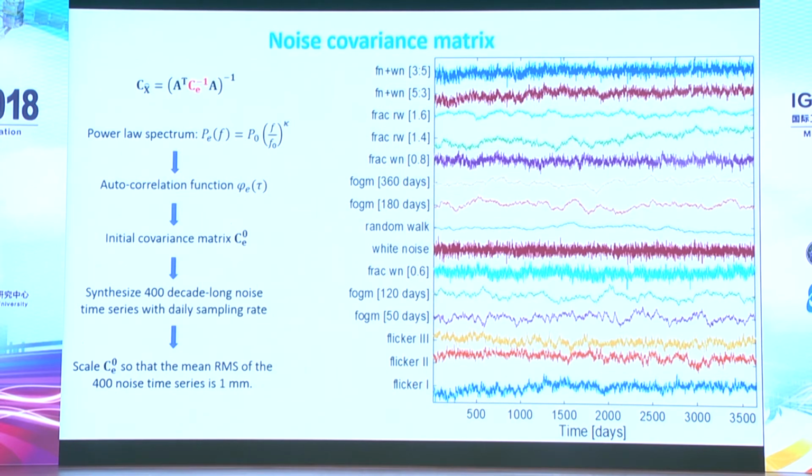Therefore, we check a wide range of different error models. It includes the power law noise with different kappa values. We also check the first order Gauss-Markov model with different correlation lengths. We also check the flicker noise, because previous studies gave several different forms of the covariance matrix for flicker noise.